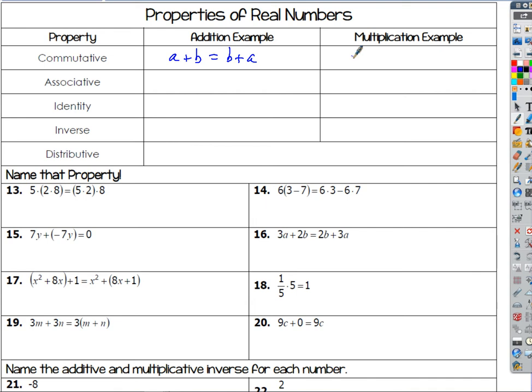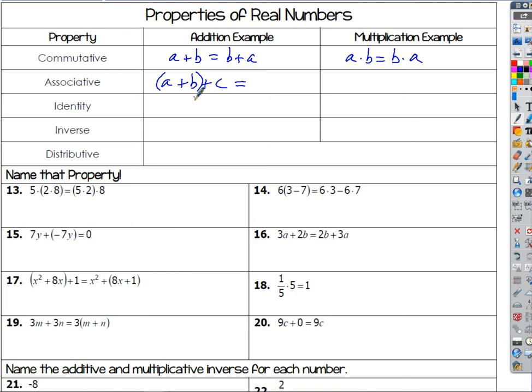Multiplication example. Good, A times B equals B times A. How about associative? Okay, right, so I'll do that, let's see. Right? Associative, to associate means to group.